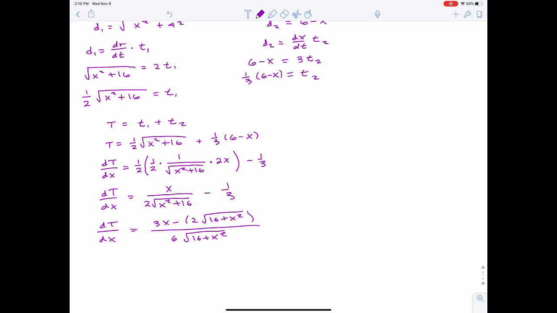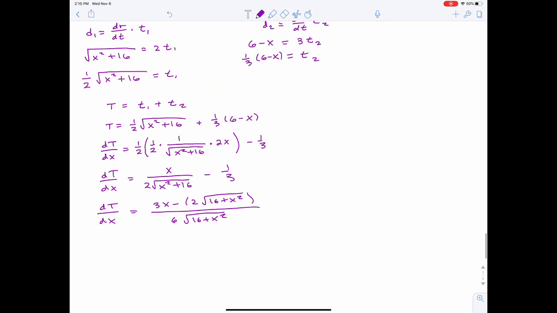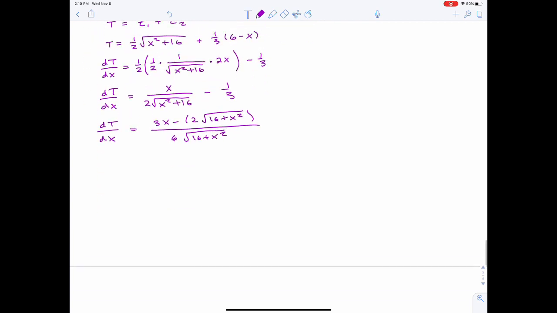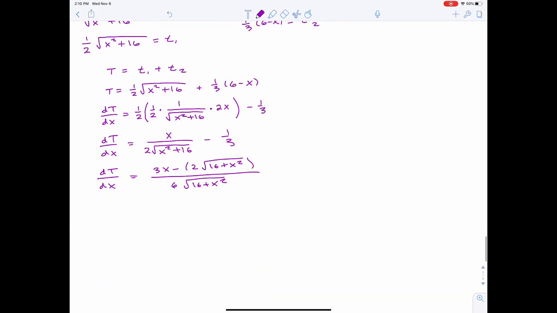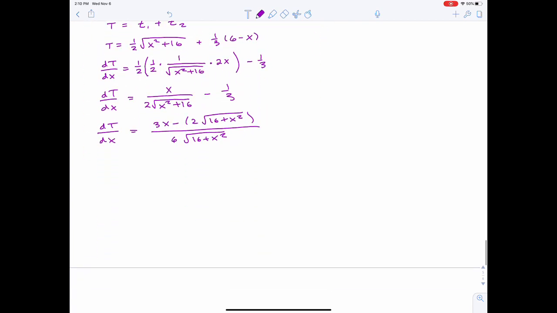So the denominator I can ignore. The denominator is always positive, so it's the numerator that's important. So let's set that equal to 0. Let's just keep on going, shall we? So I set it equal to 0, so I get 0 equals 3x minus 2 root 16 plus x squared, which leaves me with 2 root 16 plus x squared equals 3x.